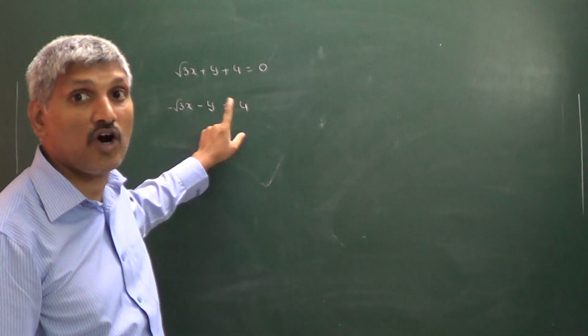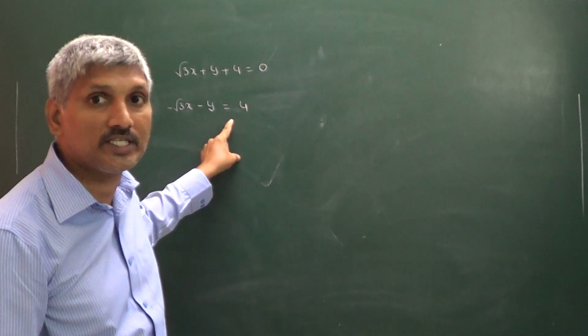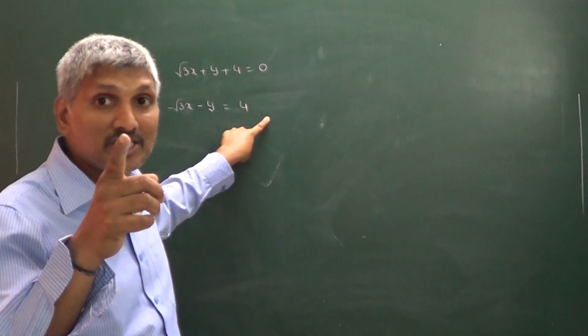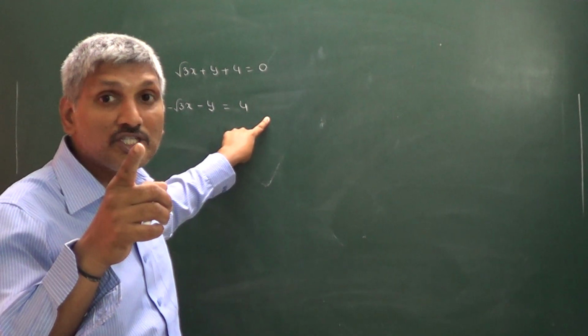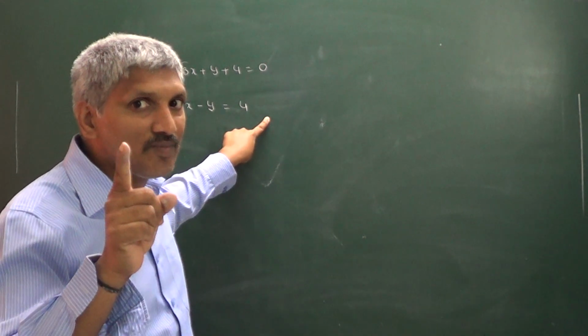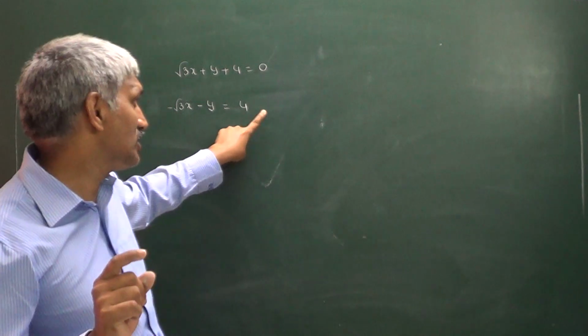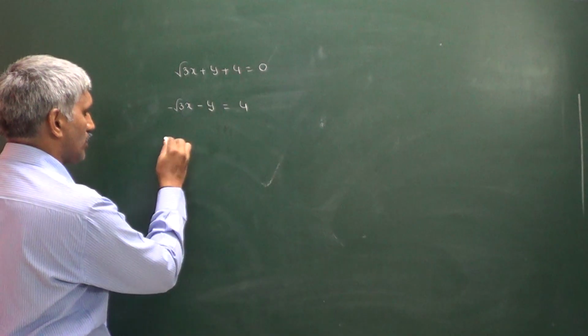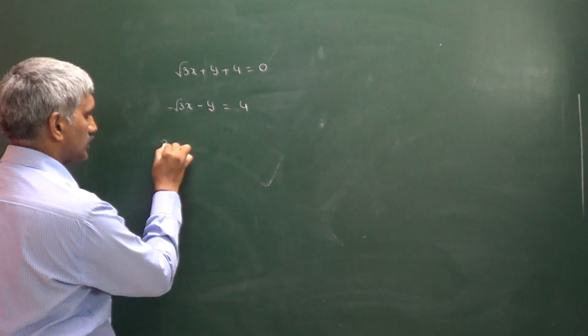Because we want it in the form x cos alpha plus y sin alpha is equal to P, where P is the perpendicular distance from origin to the line. P is always positive, right? That is the reason I am making this one always positive. Now divide by root of a square plus b square. What happens?